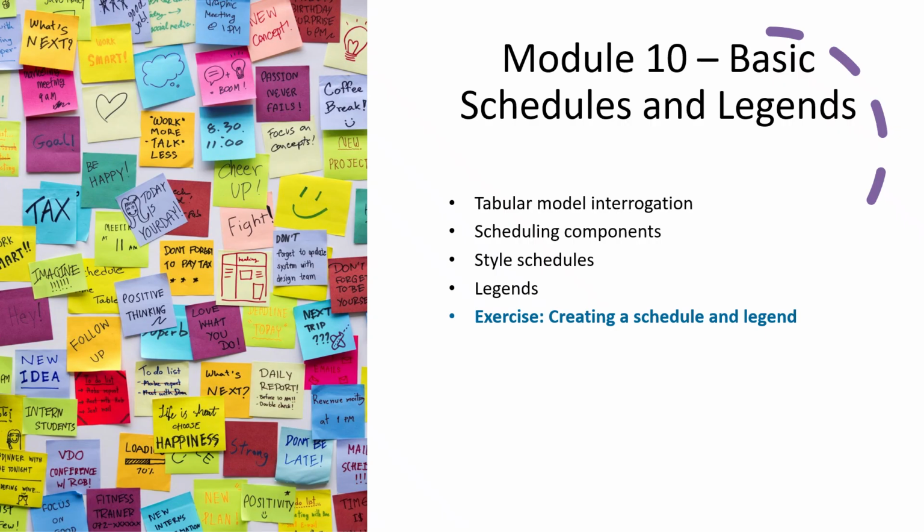We then look at style schedules, which help us format and present data clearly. Whether it's for internal coordination or client reporting, style matters. We also introduce legends, which are used to visually explain symbols, tags, and system types. Legends help standardize communication across drawings and disciplines. The exercise for this module involves creating a schedule and a legend, giving you hands-on experience in extracting and presenting model data.